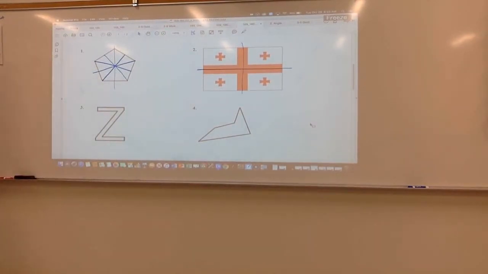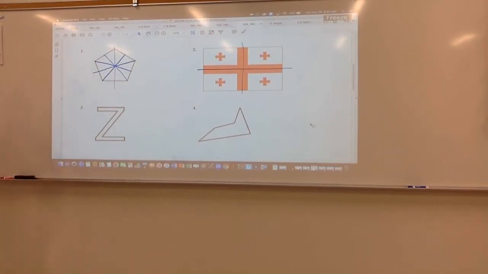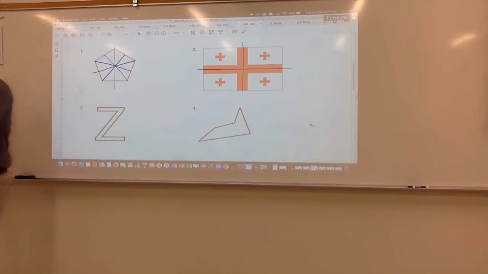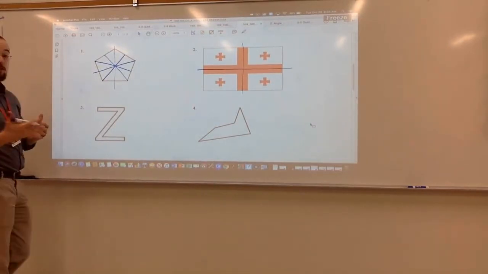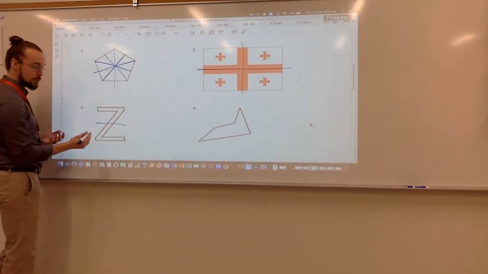Okay, number 4, there are no lines of reflection on that one either. Good. On these, you can actually take your paper and fold it over and see if it matches up. Or you can try to use our rules that we've been talking about for reflections.